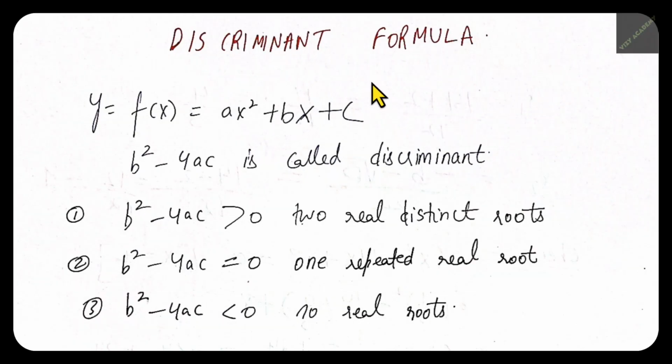Now let us jump into the second part of the lecture, where we will be going over some questions and concepts, using the discriminant formula. Again, the quadratic equation is given as y = f(x) = ax² + bx + c. Here b² - 4ac is called the discriminant. There are three scenarios: b² - 4ac greater than 0, then there are two real distinct roots; b² - 4ac equal to 0, one repeated real root; and the last one, b² - 4ac less than 0, then there are no real roots.